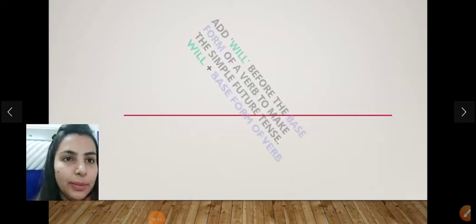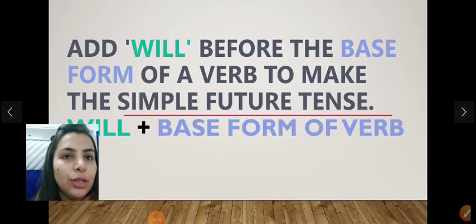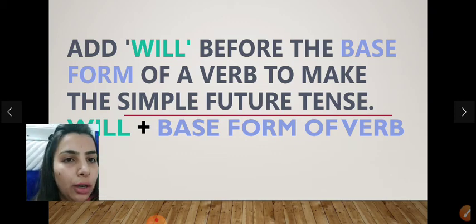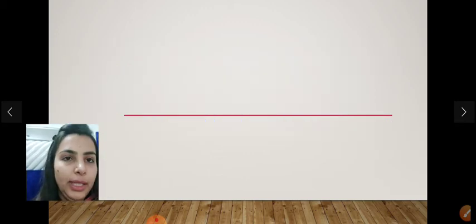See the next. Add will before the base form of a verb. Whenever we use a base form of a verb, we have to use will to make it simple future tense. Will plus base form of verb. That means whenever we use will with the verb, it becomes future tense. See?